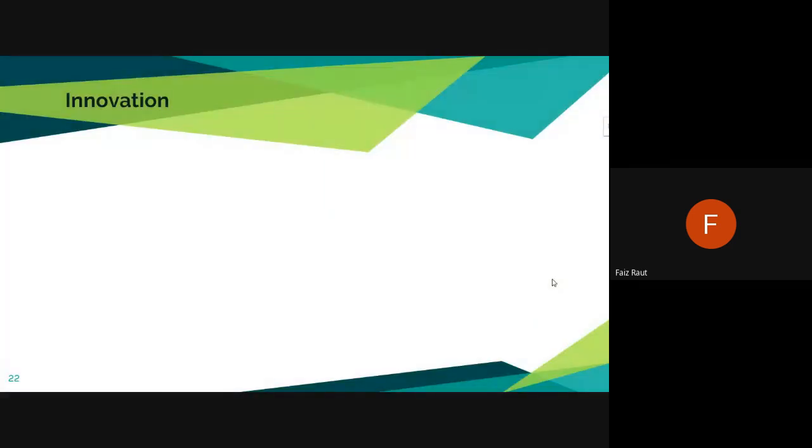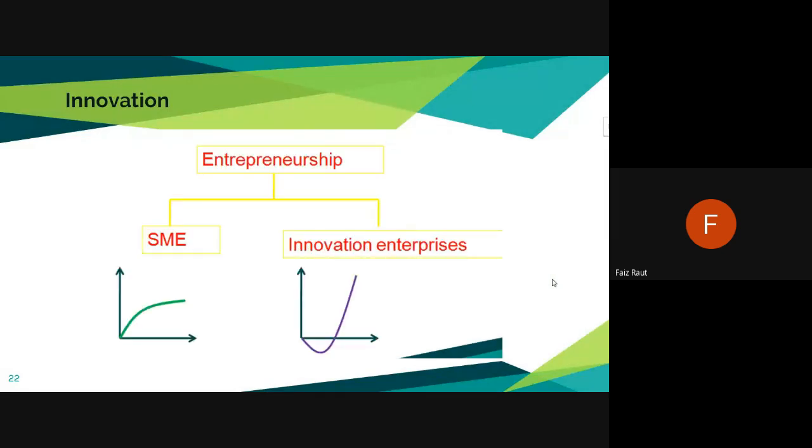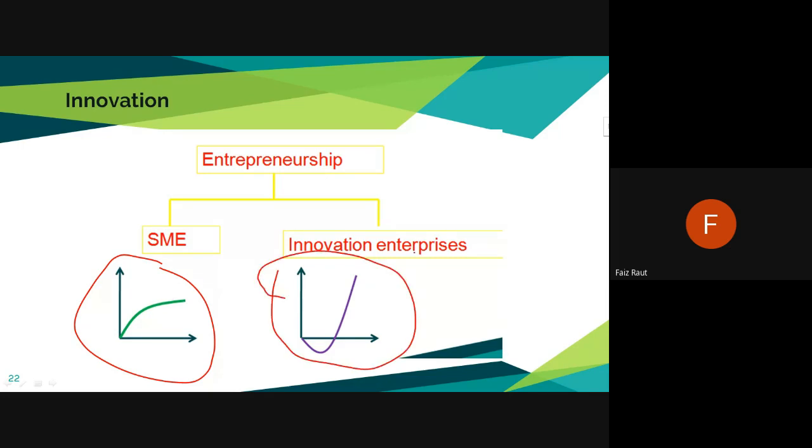So first of all, what is innovation? You remember this, about entrepreneurship we discussed. Who is this? This is our SME entrepreneur, who is building a small and medium scale enterprise, so his cash flow is limited. We have innovation on entrepreneurs and opening up innovation enterprises. And this was the graph. The cash flows will be unlimited afterwards.